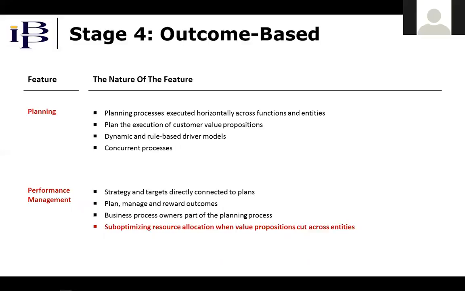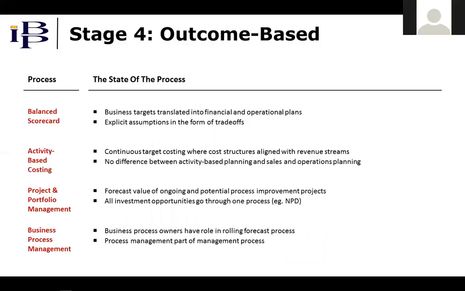In the absence of those kinds of horizontal processes, one of the problems that organizations find is that most strategic corporate performance management tools are all functionally driven processes. And when you plan functionally and your value propositions cut across multiple entities, you can't help but suboptimize how you're allocating resources. So that's really the problem that it addresses.